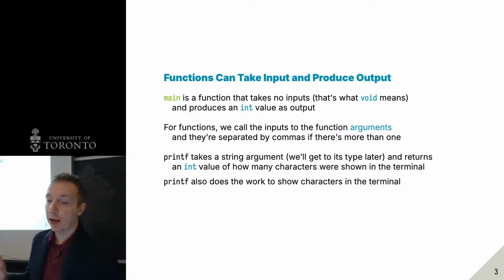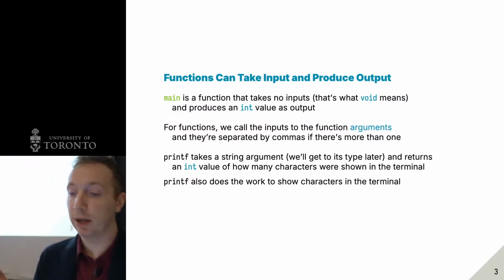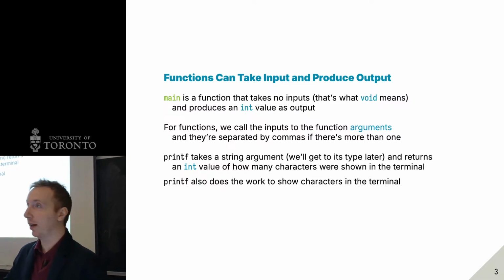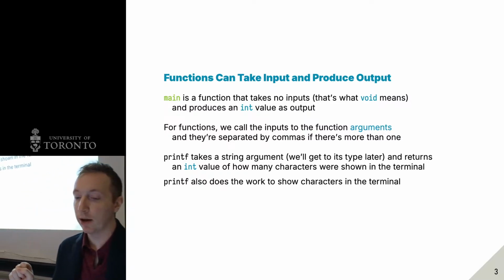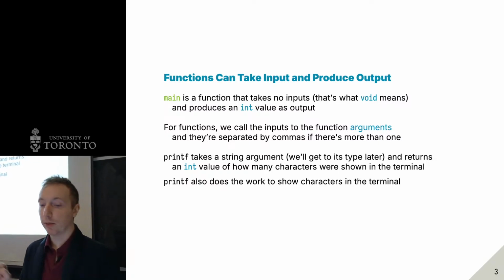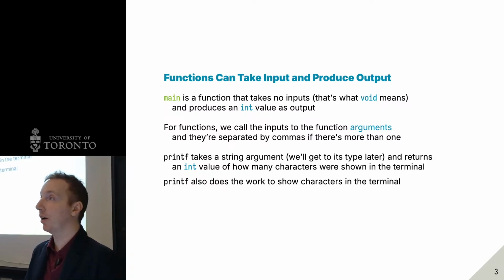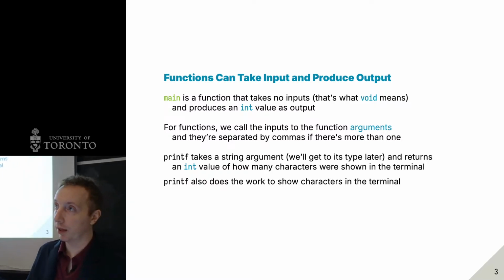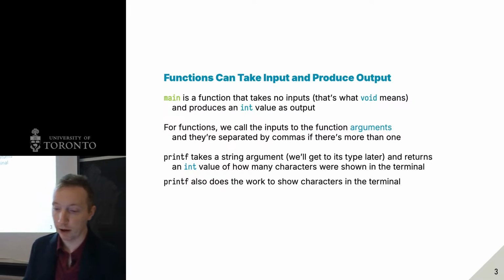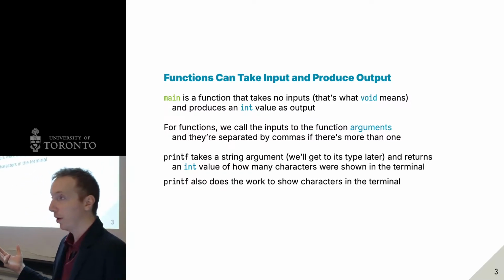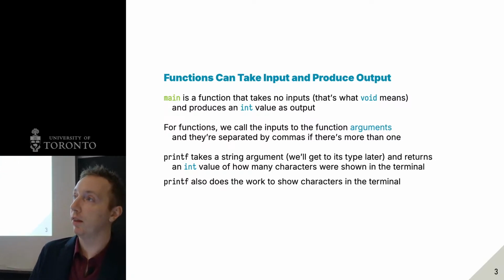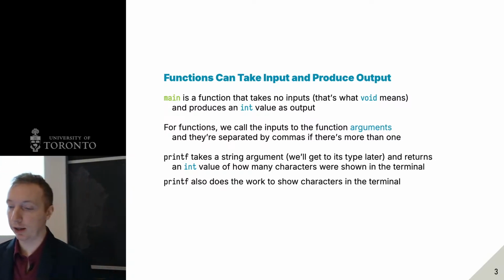So printf takes a string argument. We'll see what its exact type is later. Just know that it's a sequence of characters for now. And it technically returns an int value of how many characters were shown to the terminal, although we just ignore the output of printf for now. The nice thing about printf is it does all the work to actually show the characters in the terminal for you, so you can actually read the output.